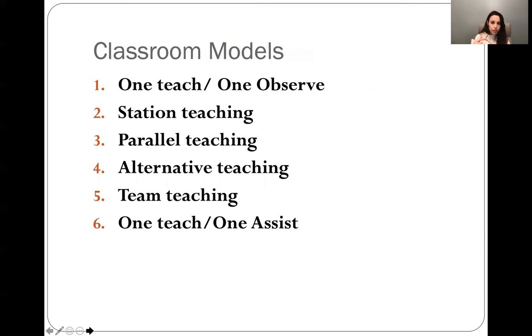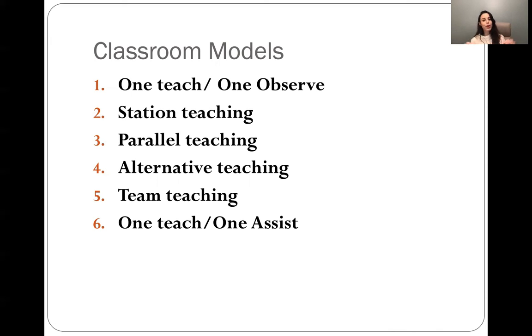I'm going to go through the 6 and then show you a picture of what they would look like. We have one teaches, as you can imagine, one's in the front, one is observing. We have station teaching, where there's different stations and the teachers either are in 2 of the stations and the rest are managed by maybe a strong peer, and then the teachers can move around between groups. Parallel teaching, when the teachers are teaching the same content to 2 different groups.